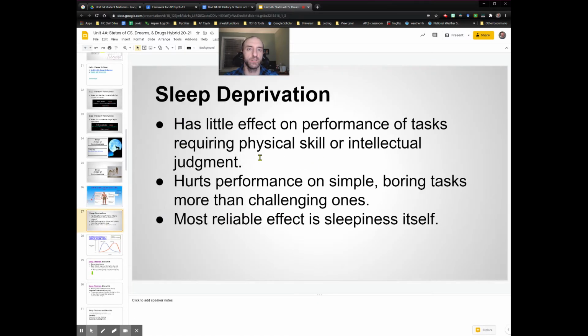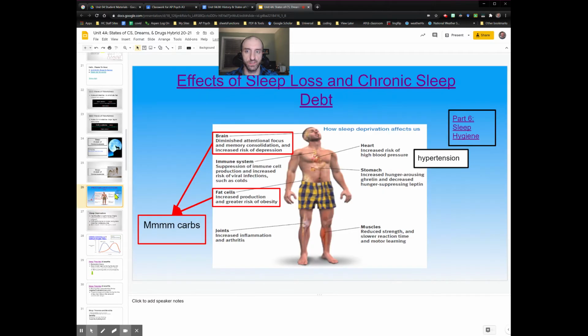Sleep deprivation, interesting. This is sleep loss and sleep debt. Sleep debt means that if you should be getting about 8 hours of sleep, but you've consistently been getting 6, you build up this debt that you really can't make up.